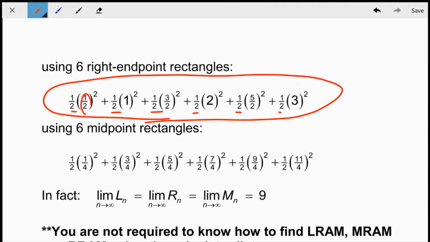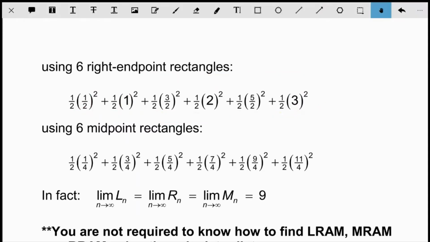So this time on the first subinterval, I'm going from 0 to 1/2. The right side of that subinterval is 1/2, so that's where I'm going to get my function value. And then the next subinterval goes from 1/2 to 1. That's where this 1 came from, all the way till I get to the last subinterval, which goes from 2.5 to 3. So notice that one ended at 3 this time because that's the right side of the last subinterval.